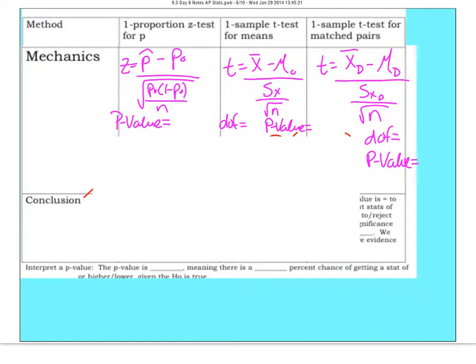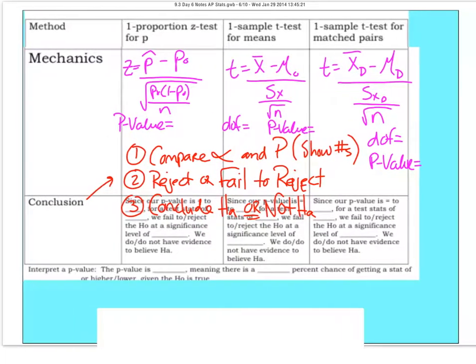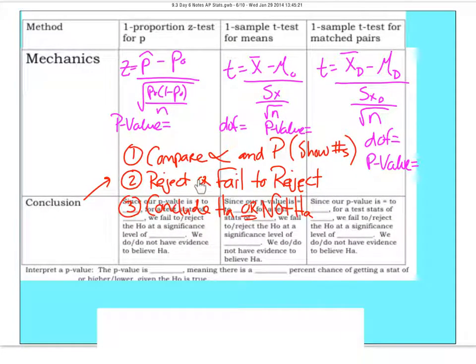The conclusions for all three of these are really the same thing. Remember, compare your alpha, show your p-value numbers, either reject or fail to reject, and conclude H sub A or not conclude H sub A. Never, ever conclude H sub O. Be really careful with that. Now let's wrap up by looking at some examples about how to use your t procedures wisely.